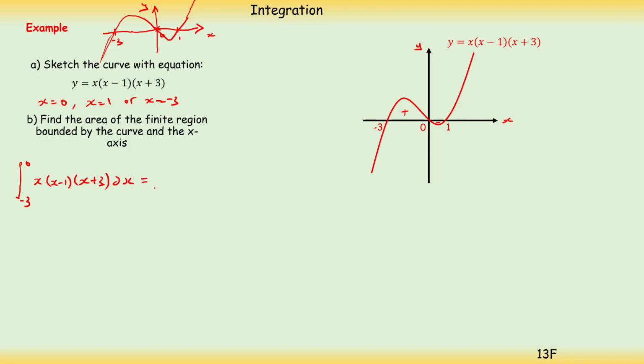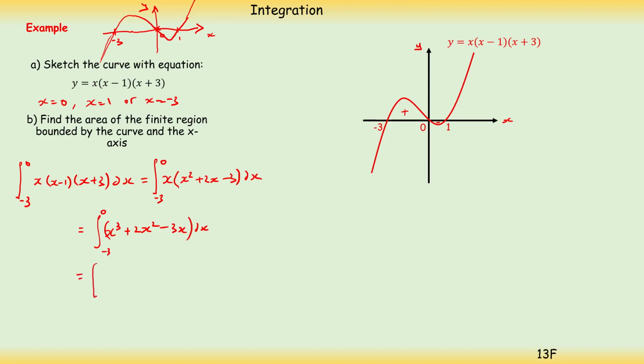If we integrate that, well, let's expand the brackets in the first instance. So from minus 3 to 0 of x, and we're just going to do the double brackets first, times x squared plus 2x minus 3 with respect to x. Expanding in full, that's going to be equal to the integral of x cubed plus 2x squared minus 3x with respect to x, in brackets with limits minus 3 to 0.